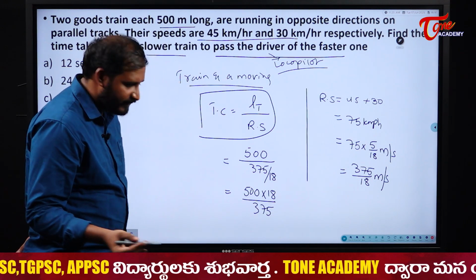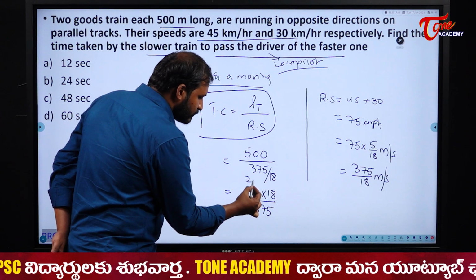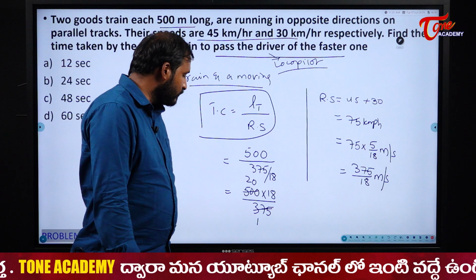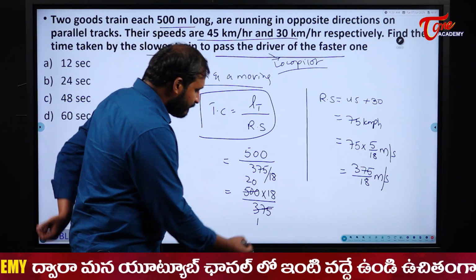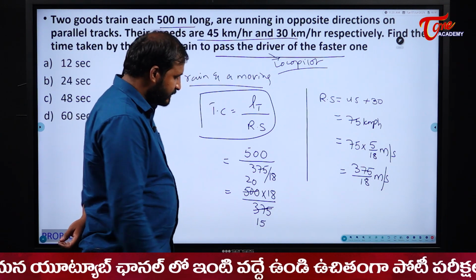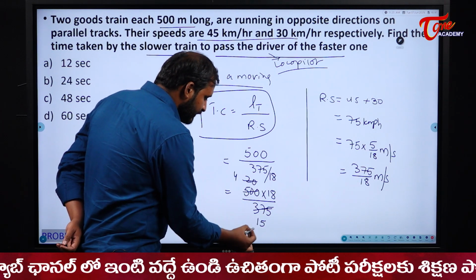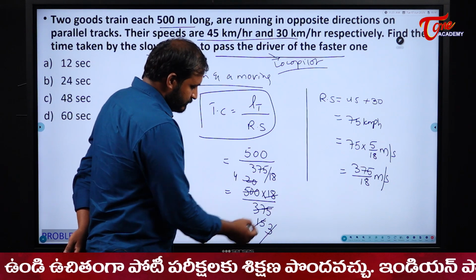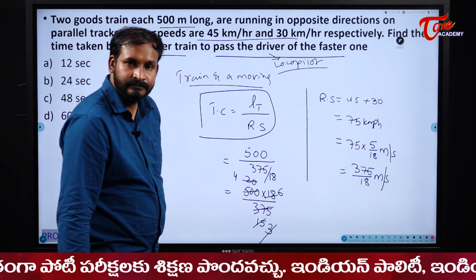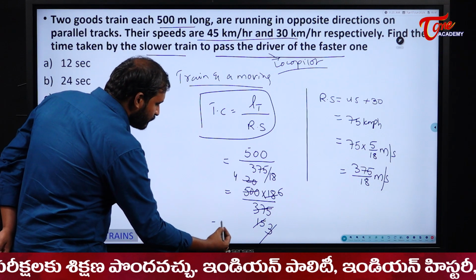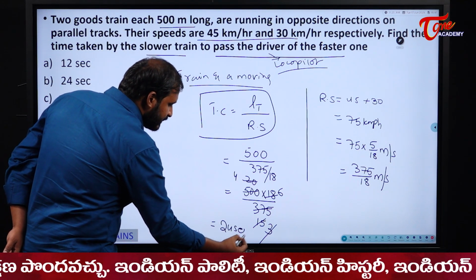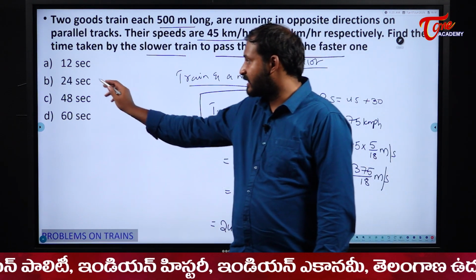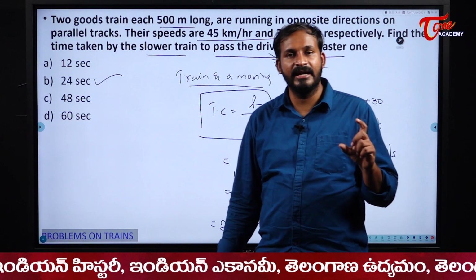You can go with the 25 table. 25 twos are 50... 25 ones are 25, and I will be left with 125. 25 fives are 125. Next, 5 fours are 20, 5 threes are 15. Then 3 ones are 3, and 4 sixes are 24 seconds. That means the faster train will cross the driver in what time? 24 seconds. This is the case of train and a moving man.